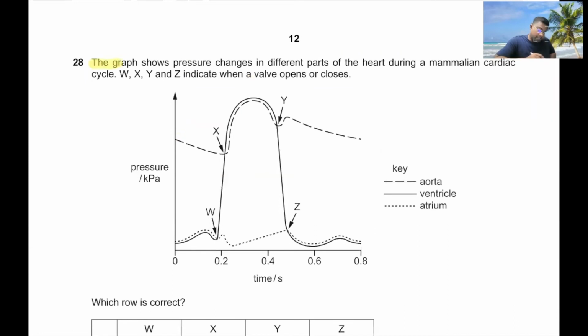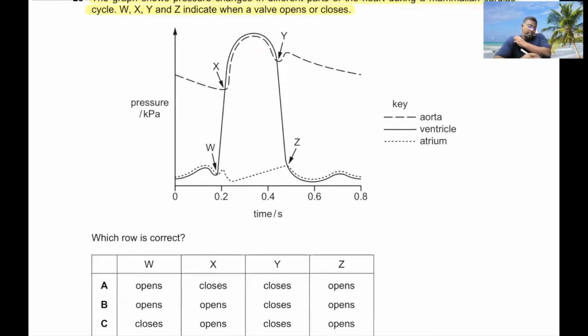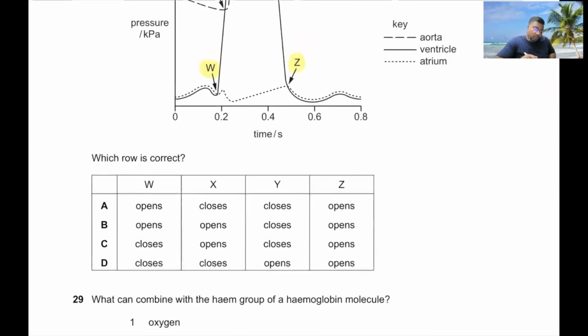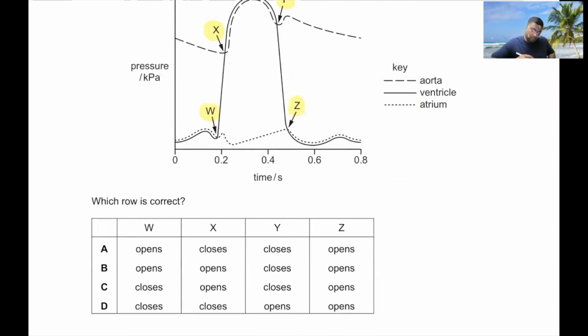Question number 28. The graph shows pressure changes in different parts of the heart during a mammalian cardiac cycle. W, X, Y, Z indicate when a valve closes or opens. In W, a valve closes. In X, a valve opens. In Y, a valve closes. And in Z, a valve opens. So W closes, X opens, Y closes, Z opens. C is the correct answer.